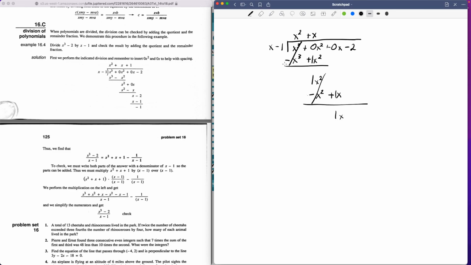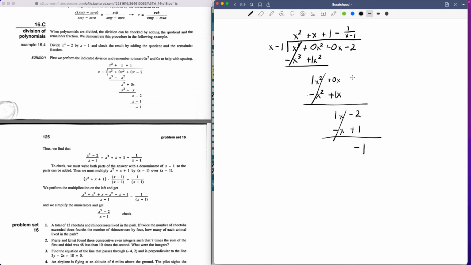Bring that down. X times what gives me 1x? Well, that'd be a positive 1. 1 times x is x. 1 times negative 1 is negative 1. I forgot to bring down my negative 2, sorry. So you have to bring that down. I didn't bring down my 0x either. I have to remember to do that. So we change the sign so we can subtract it. That cancels. Negative 2, positive 1 is a negative 1. So our remainder, we just put up here, we make it a negative 1 over x minus 1. And that would be the answer here.